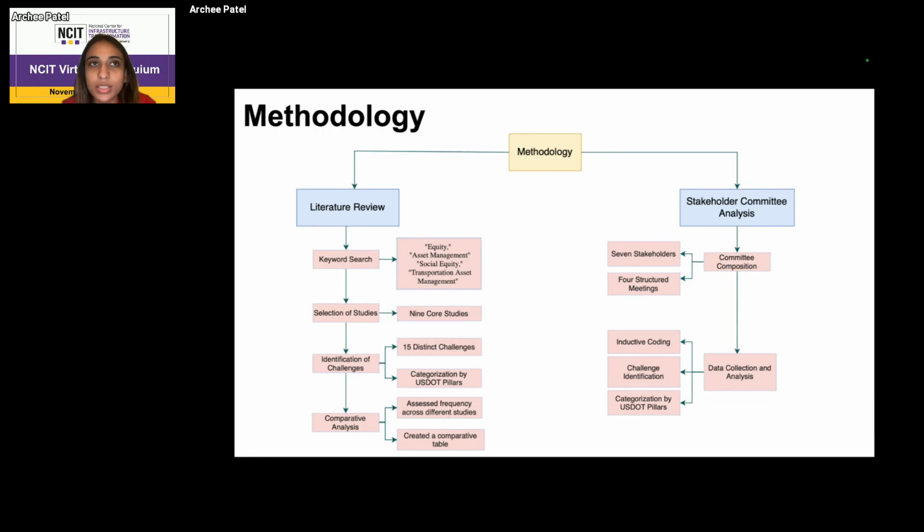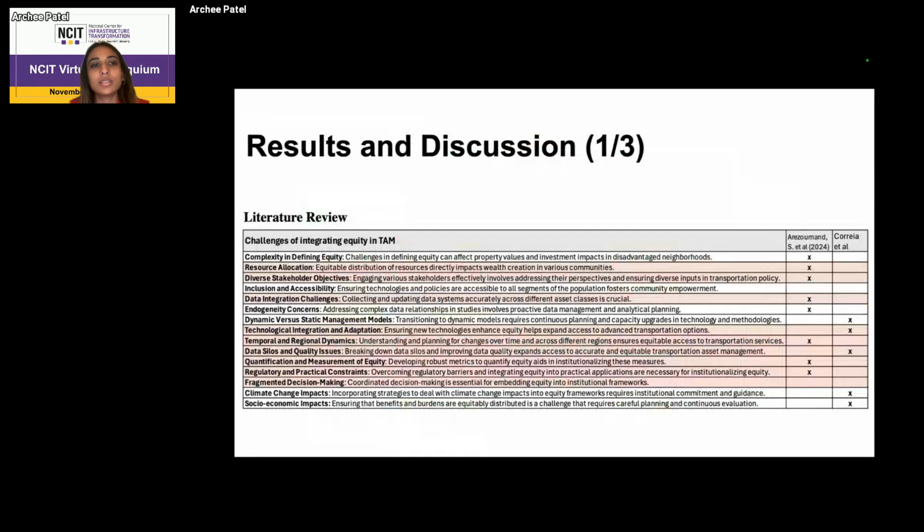The committee included 7 representatives from different backgrounds to reflect a range of perspectives on equity. 4 structured meetings were conducted, and inductive coding was performed on the meeting minutes. As a result, 20 codes were identified, and these codes were then categorized under the USDOT Equity Action Plan's 5 pillars. Let's discuss the results.